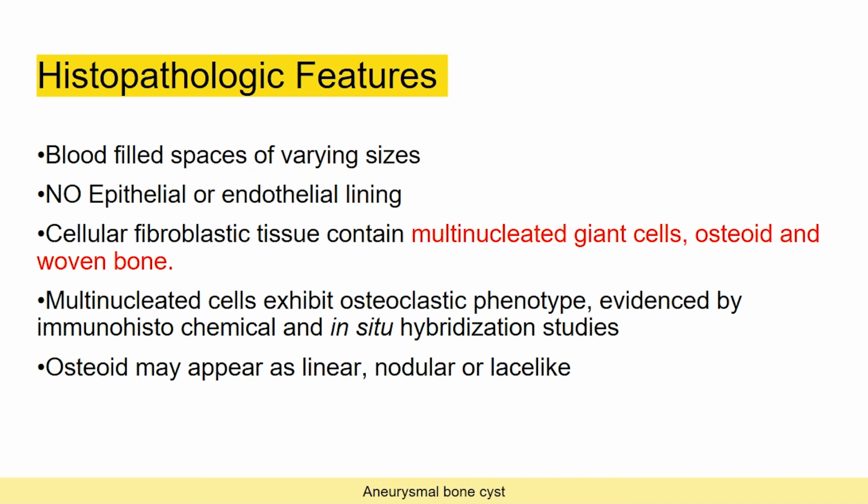Histopathological features of aneurysmal bone cyst: there will be blood-filled spaces of varying size, and there is no epithelial or endothelial lining, just like the traumatic bone cyst. Aneurysmal bone cyst does not have an epithelial lining as well. Cellular fibroblastic tissue contains multinucleated giant cells, osteoid, and woven bone. The multinucleated giant cells exhibit an osteoclastic phenotype, which is evidenced by immunohistochemical and in situ hybridization studies. Osteoid may appear as linear, nodular, or lace-like.